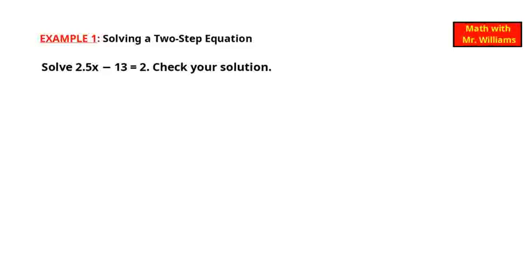Example 1, solving a two-step equation. Math of Mr. Williams. Solve 2.5x minus 13 equals 2. Check your solution. Let's go ahead and start off by writing our equation down. Next we'll draw our line of equality. And now we're going to go ahead and add 13 to each side to undo the subtraction.